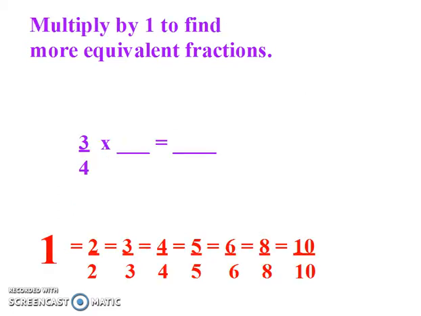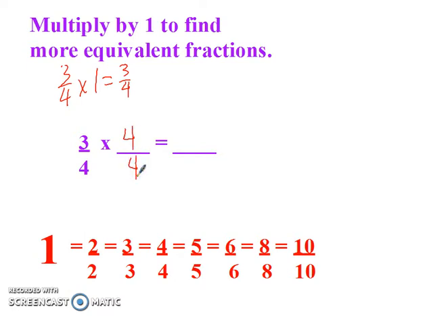Okay. Multiply by 1 to find more equivalent fractions. We know if you take 1 times any number, it equals that number. So if I take 3/4 times 1, I know that's still going to be 3/4. We're just going to write it a different way. So look at the fractions I have down here that I could use for 1: 2/2, 3/3, 4/4, 5/5, 6/6, 8/8, 10/10. I'm just going to pick one. I'm going to go with 4/4.